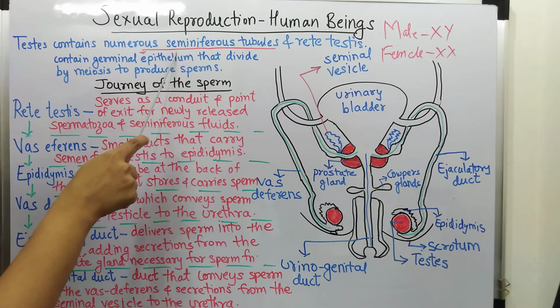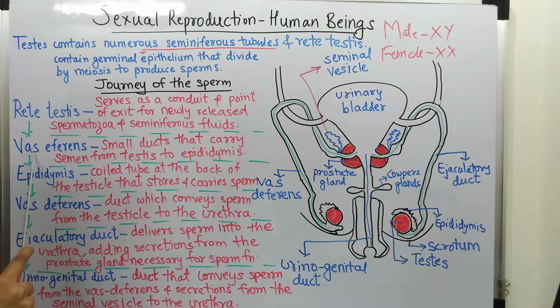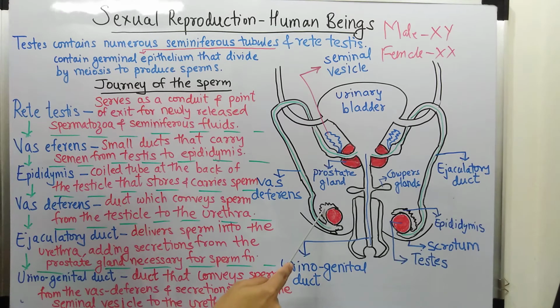From the seminiferous tubules it comes to the Rete testis. From there, where does it go? To the vas efferens. What are vas efferens? These are small ducts that carry semen from the testis to the epididymis. The vas efferens allow the sperm to move from the testis to the epididymis. So there are ducts out here that allow the sperm produced in the seminiferous tubules and passed on to the Rete testis to come out into the epididymis.